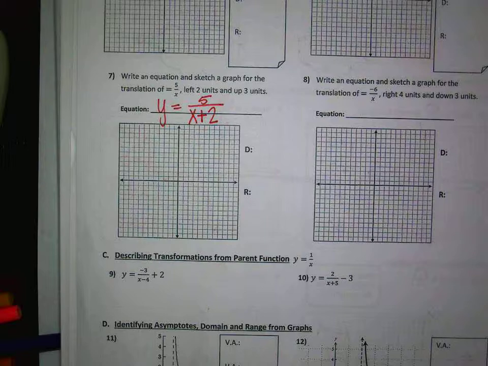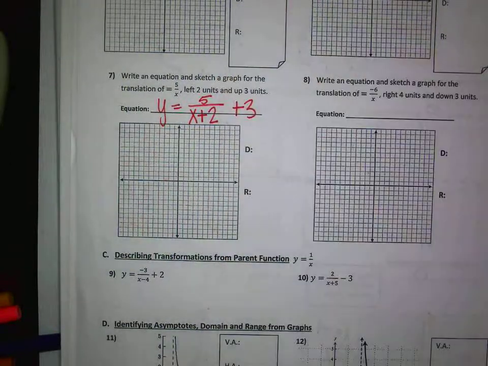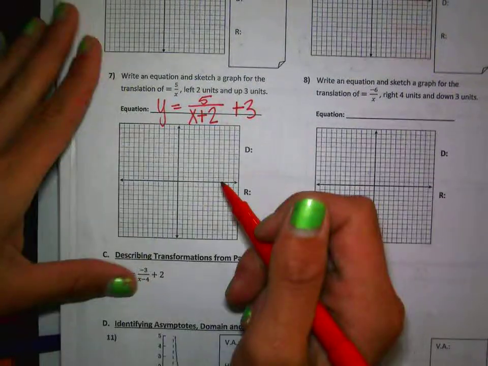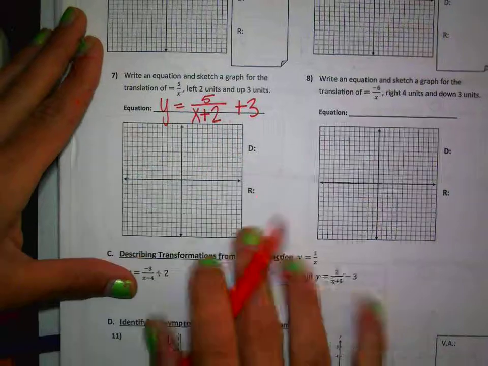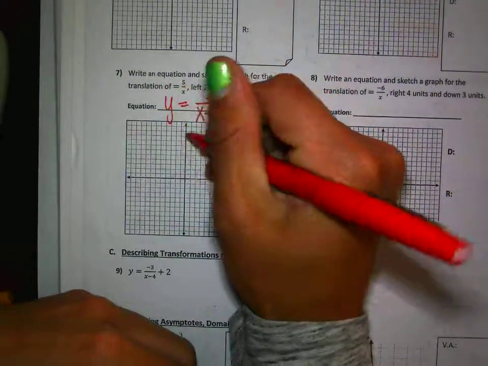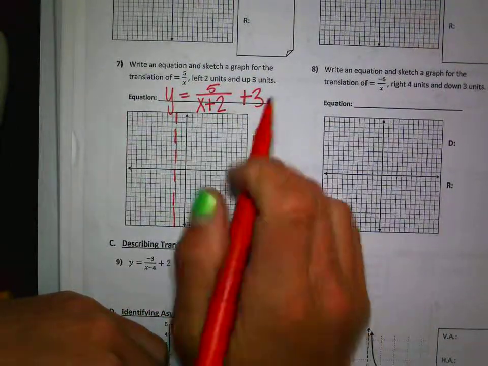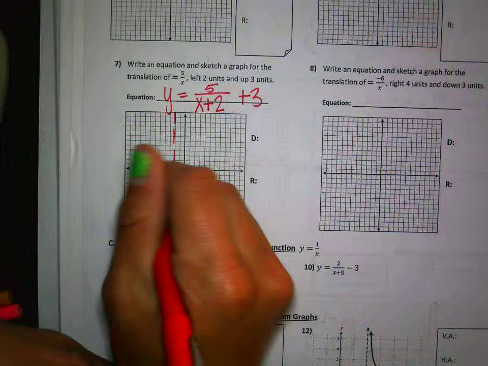And then what about the up 3? Where does that go? +3 on the outside. Normally you don't see parentheses, just because they're kind of understood. For your asymptotes, one of them is being shifted left 2, so we are going to the left 2. And the other one is going up 3, so we're being shifted up 3.